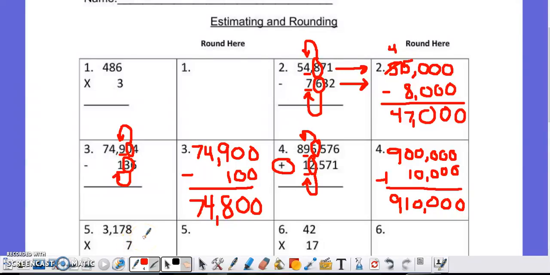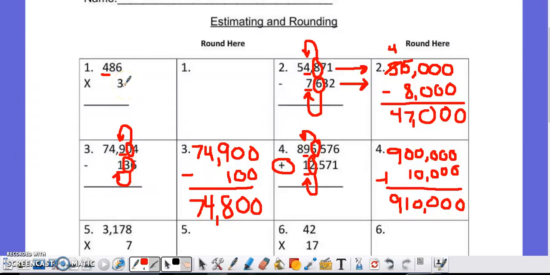That's because even though we typically round addition and subtraction to the highest shared place value, in a multiplication problem we are not going to round the single-digit number. We are only going to round the multi-digit number.